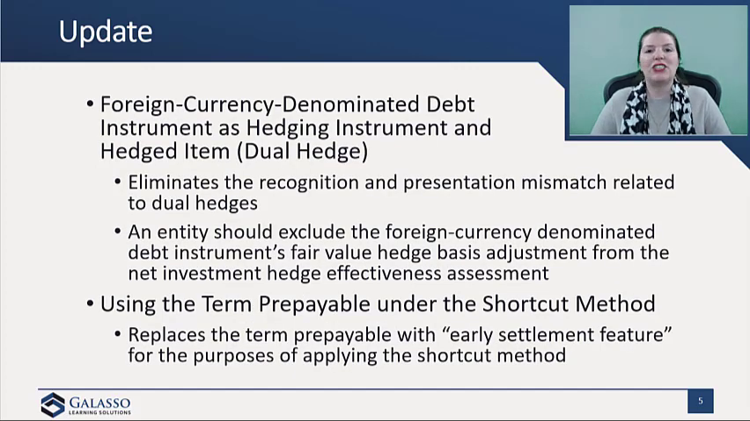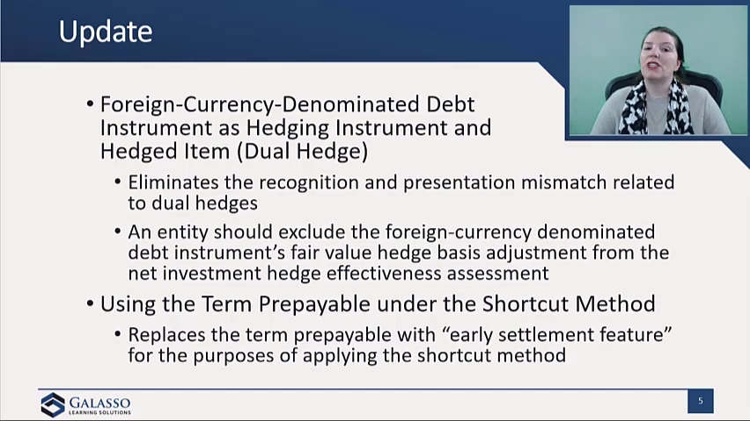The other area that they focused on is foreign currency denominated debt instruments as hedging instruments and the hedged item. So this is called a dual hedge, and I'm going to read you the definition. A dual hedge is one in which a foreign currency denominated debt instrument is designated as the hedging instrument in a hedge of a net investment in a foreign entity, and the hedged item in a fair value hedge of the interest rate risk designated under the hedging subtopic. So you have the net investment hedge and you have a fair value interest rate hedge, right? So dual hedge. Well, when you have that, there's a mismatch related to that. So this is going to eliminate the recognition and presentation guidance related to the dual hedge. Again, you have two different sets of accounting telling you to do two different things, same item. And then also an entity should exclude the foreign currency denominated debt instrument's fair value basis adjustment from the net investment hedge effectiveness assessment. So they provide us a little bit of guidance here.